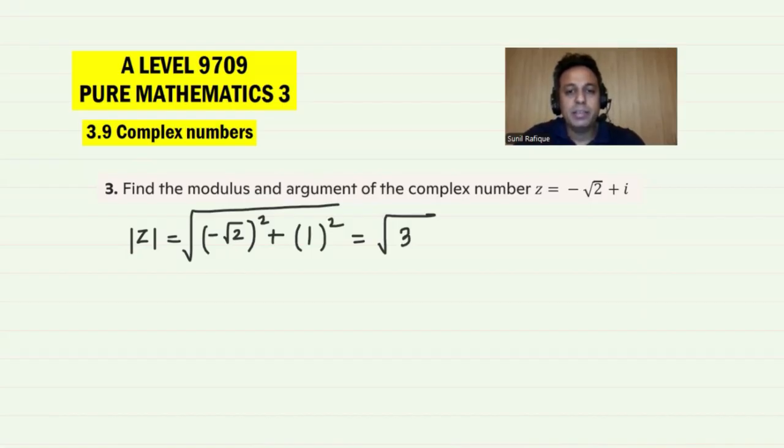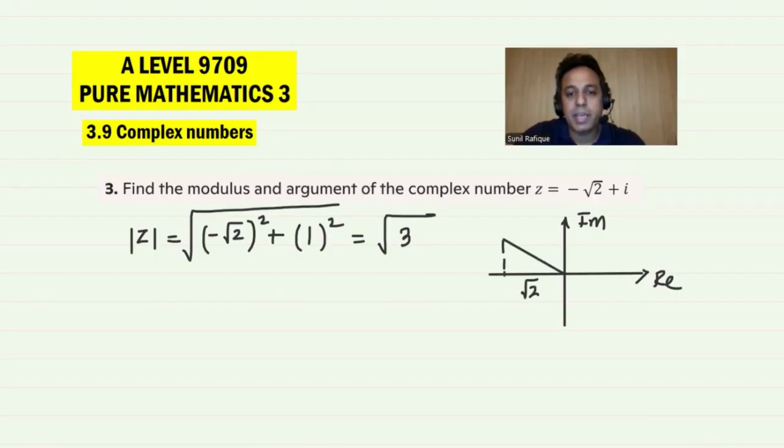In order to find the argument, I need to check my quadrant. Can you identify the quadrant? If you have, that's great. Okay, so this is the second quadrant. Reason: your x is negative and your y is positive. So this is the point (-root 2, 1) on an Argand diagram.